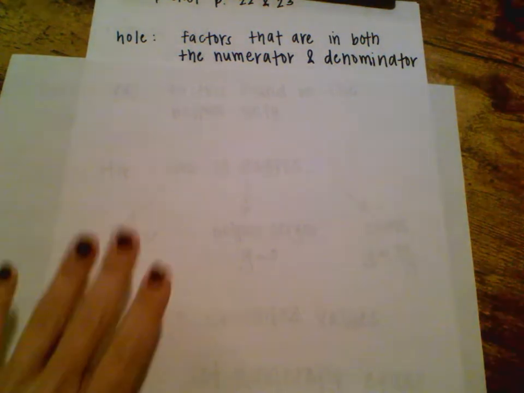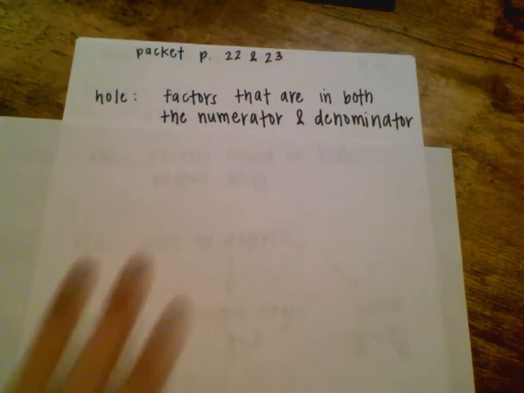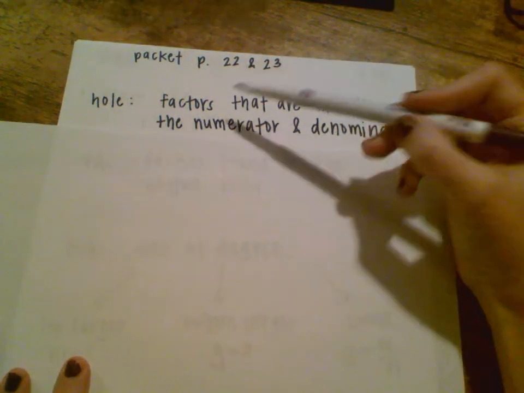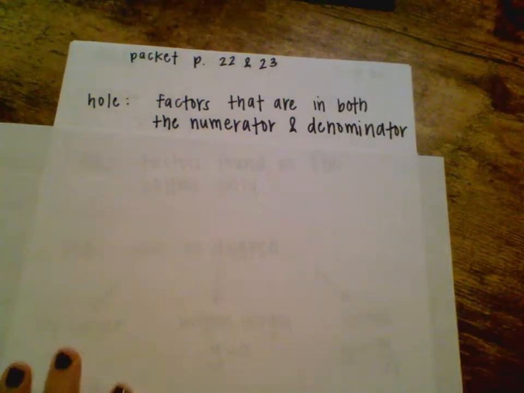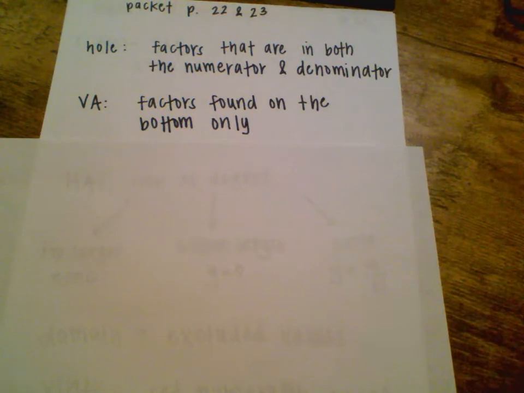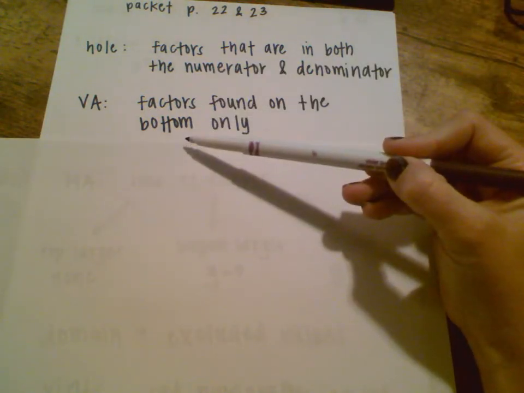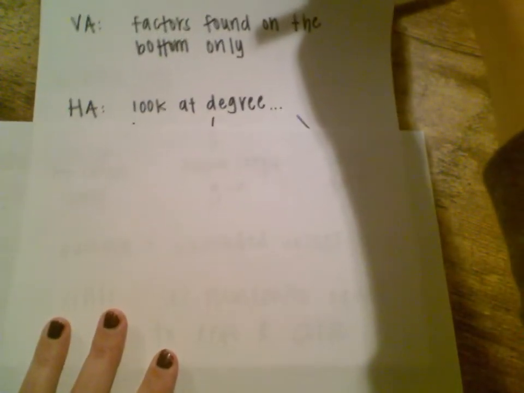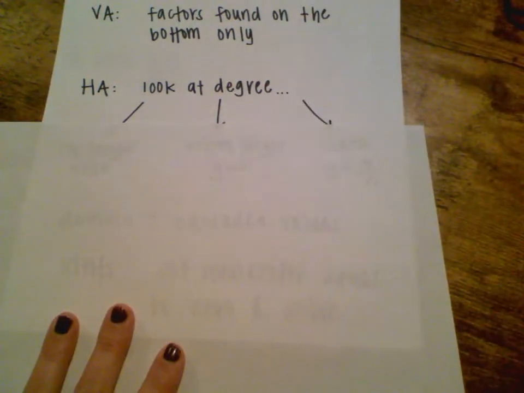Oh, actually before we do that, some quick notes here, and you can follow along in your packet today. You're going to have some of the same notes on pages 22 and 23, summarizing the same things. So you could highlight or circle some of these. All right, a hole, we're going to be looking for factors that are on both the top and bottom of our fraction. To find a vertical asymptote, we're going to look for factors that are only in the denominator. For the horizontal asymptote, we're going to be comparing the degree of the top and bottom.